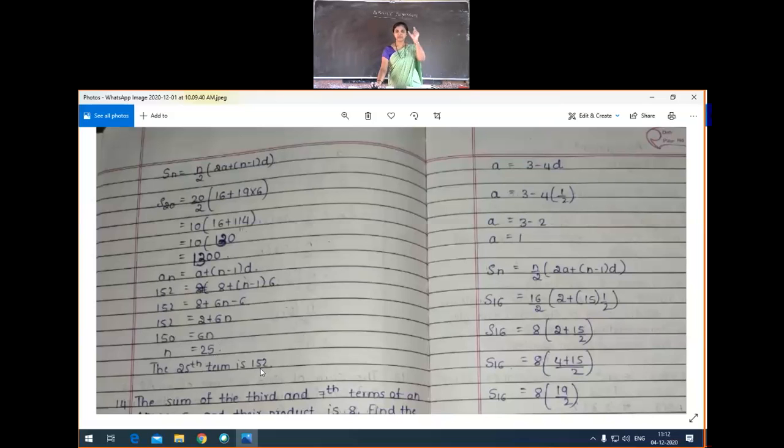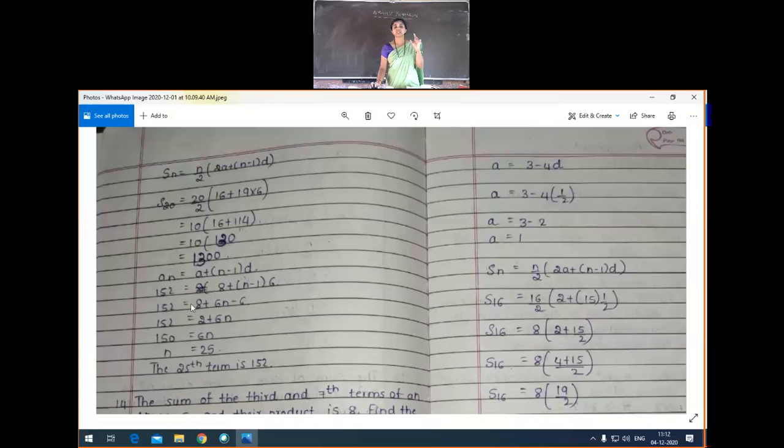n value we have to find out there. an is given actually, 152. 152 is at which place? So that type of problem we have to take an actually. an is equal to a plus n minus 1 into d. n decides the place number. Okay. So an is 152. n is pending actually. So a is given, d is given.